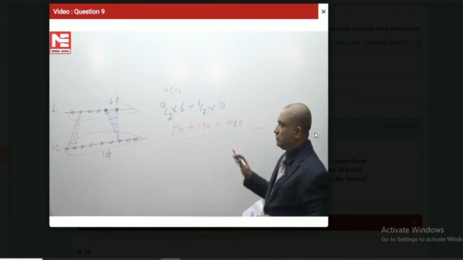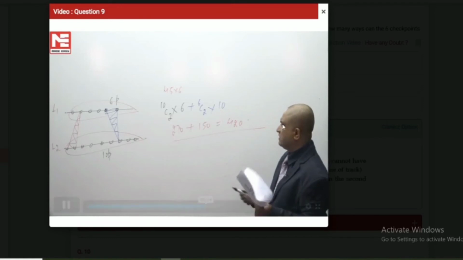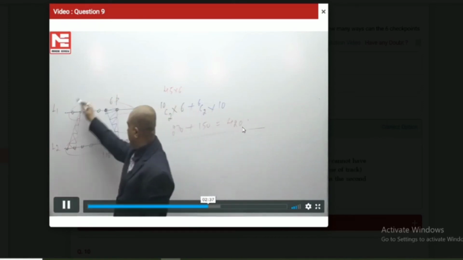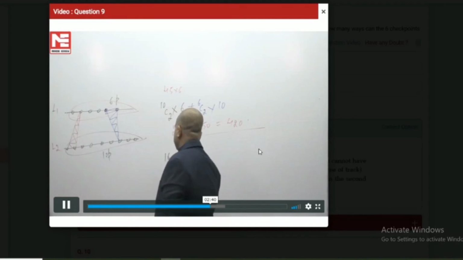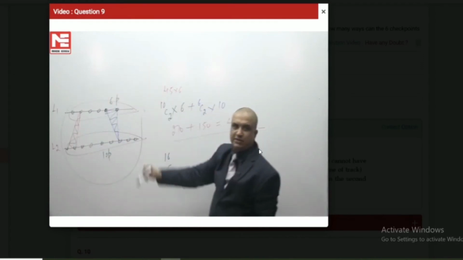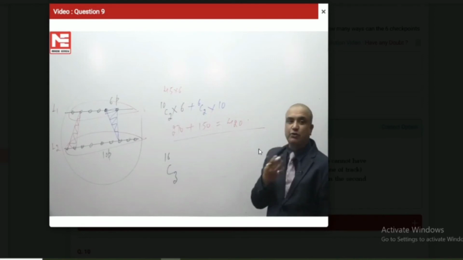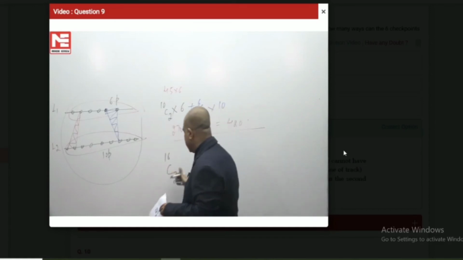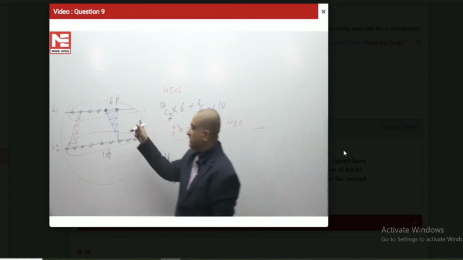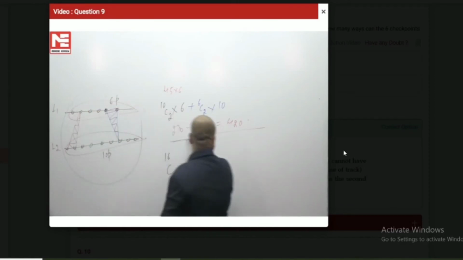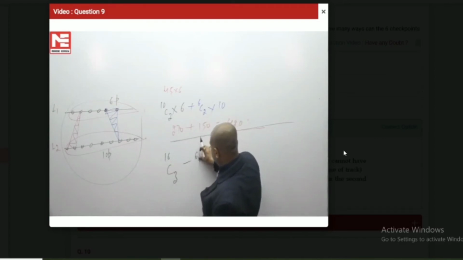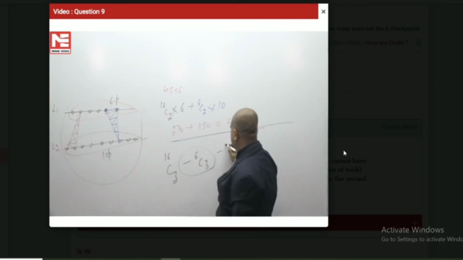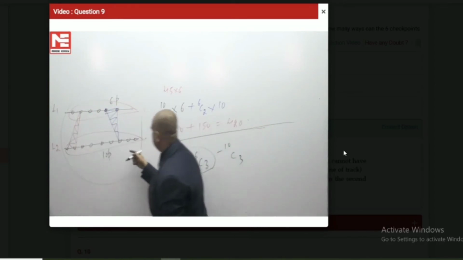This is one way of looking at things. Another way: the total number of points which are available is 16. If I select any 3 points, which can be done in 16C3 ways, that is the total number of ways in which we can select any 3 points from these 16 points. But make sure that all 3 points should not belong to the same line. Out of the 6 points, 6C3, we cannot select 3 points from here, as well as we cannot select any 3 points from here. So this goes away.